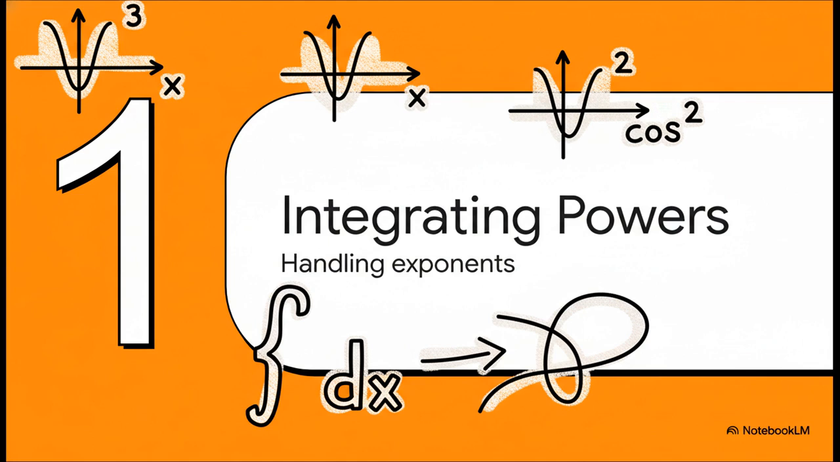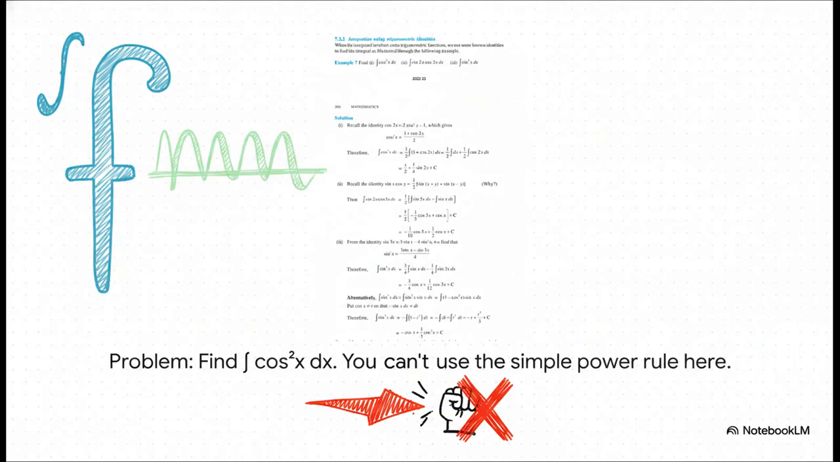This is all about what you do when you see an exponent on a sine or cosine that just stops you dead in your tracks. You know, something like sine cubed x or cosine squared x. Let's start with this classic example, the integral of cosine squared of x. Now, you might be tempted to try the power rule, but remember, that only works for something simple like x squared, not a whole function like this. So as it stands, this integral is basically stuck. How do we get it moving?